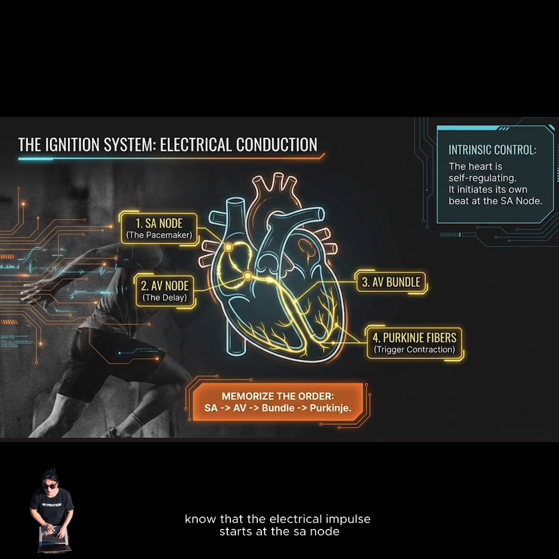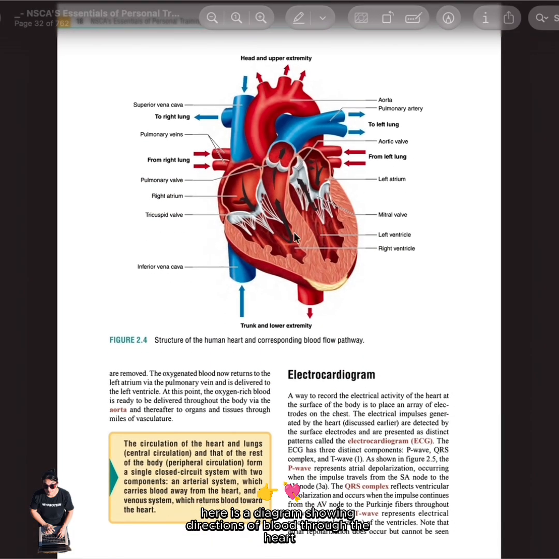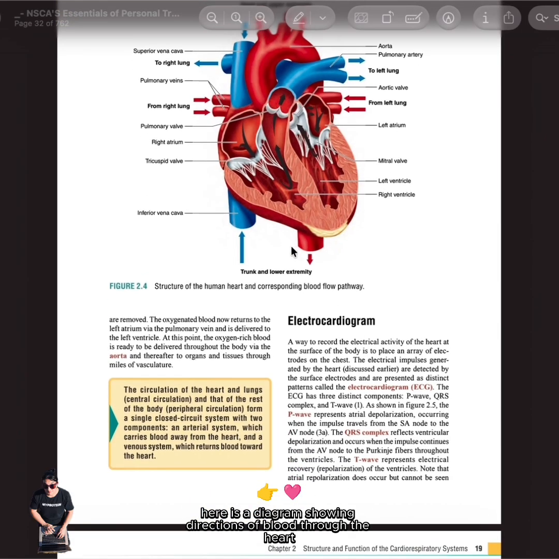Know that the electrical impulse starts at the SA node, travels to the AV node, through the bundle branches to the Purkinje fibers, which trigger ventricular contraction. I know that could sound confusing, but if you go over it and memorize the order, if you get a question on that, you'll be good to go. Here is a diagram showing directions of blood through the heart.